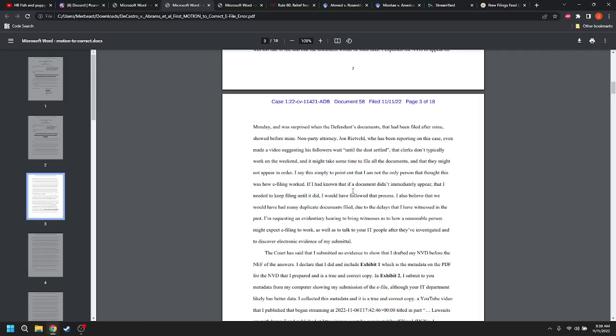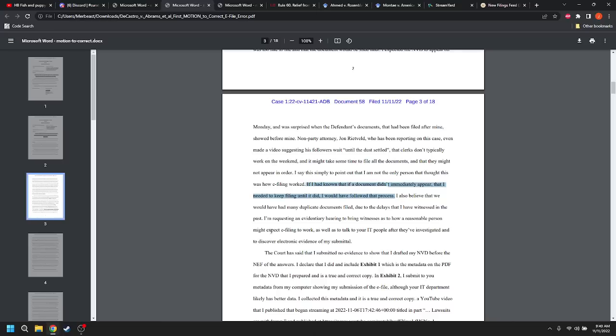If I had known that a document didn't immediately appear, that I needed to keep filing until it did, I would have followed that process. Well, here's your clue there, buddy. Your clue was that the two attorneys each filed on the 7th, and it appeared the same day. That's your clue that nothing's stuck in the pipeline.